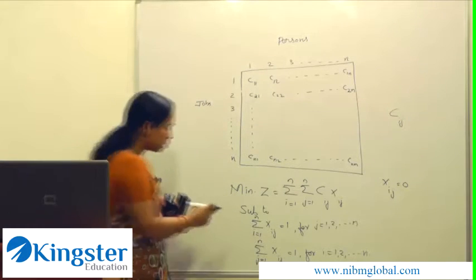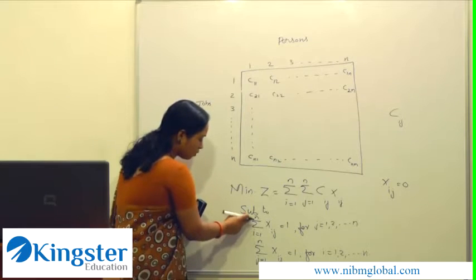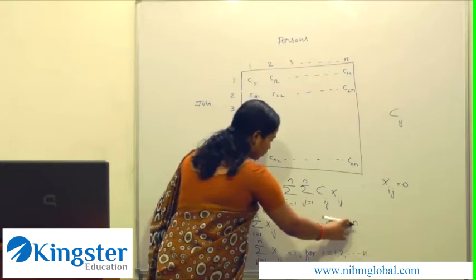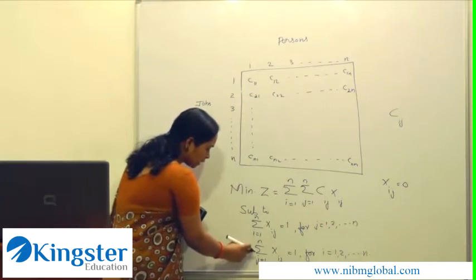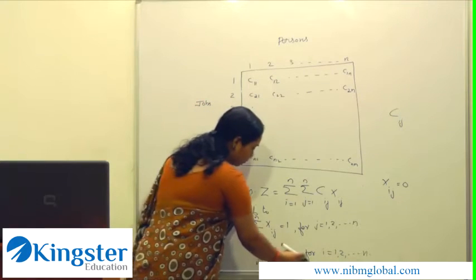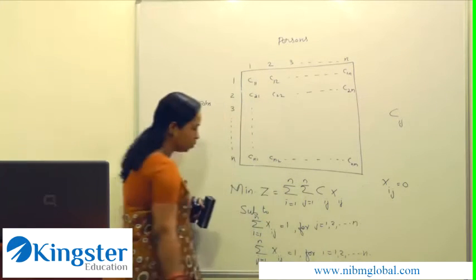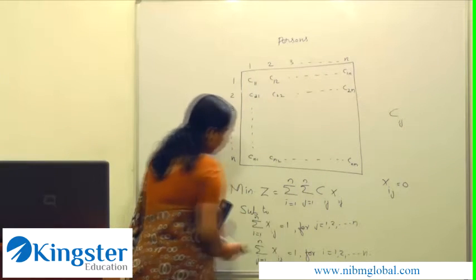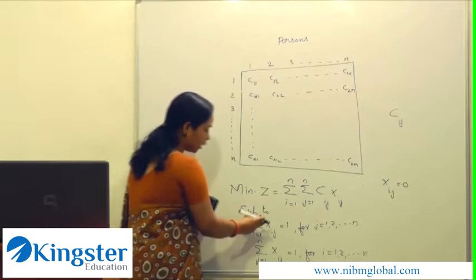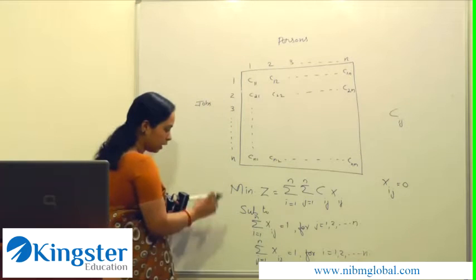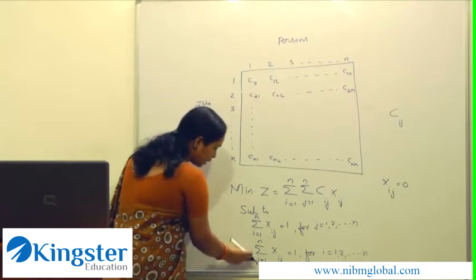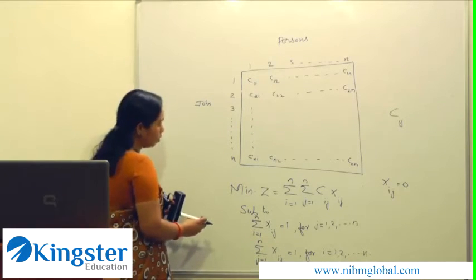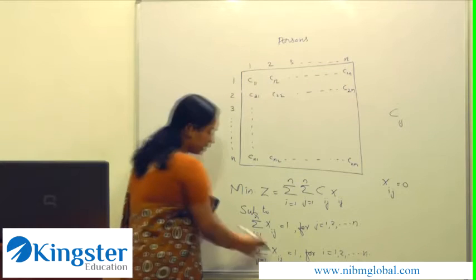Subject to the conditions: sigma i from 1 to n, Xij equal to 1, for j equal to 1, 2, 3, etc. up to n. And the next constraint is sigma j from 1 to n, Xij equal to 1, for i equal to 1, 2, etc. up to n. Sigma i from 1 to n, Xij equal to 1 means only one job is assigned to the jth person. He can do only a single job. Then sigma j from 1 to n, Xij equal to 1 means the ith job can be performed only by the jth person.